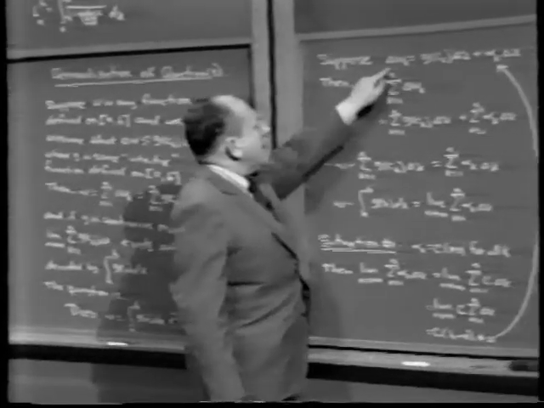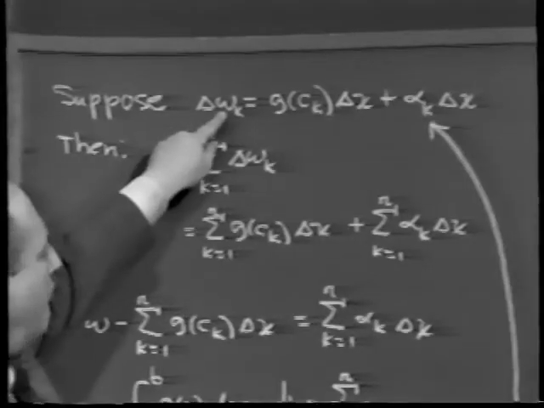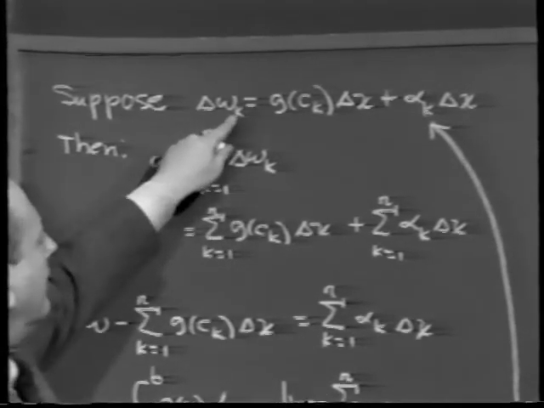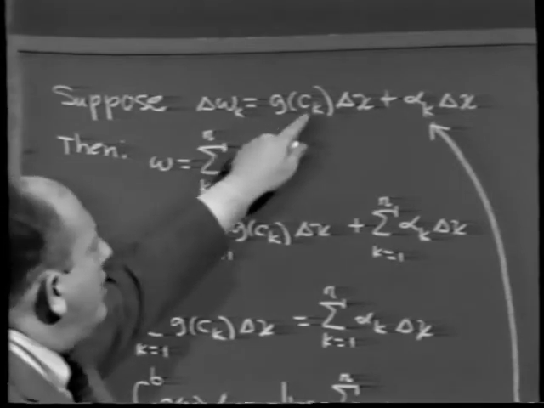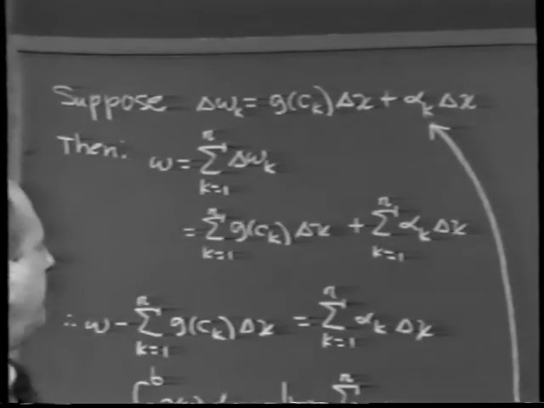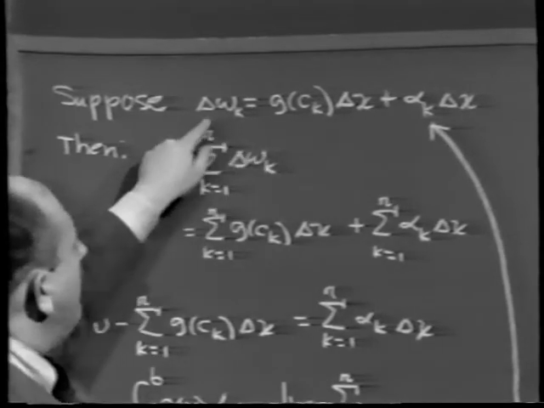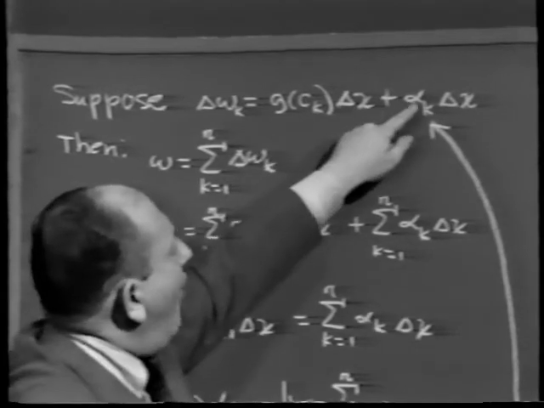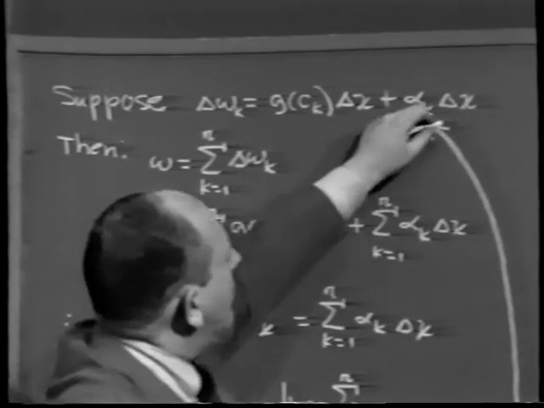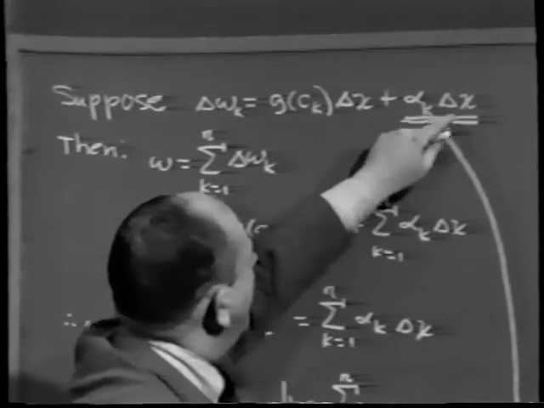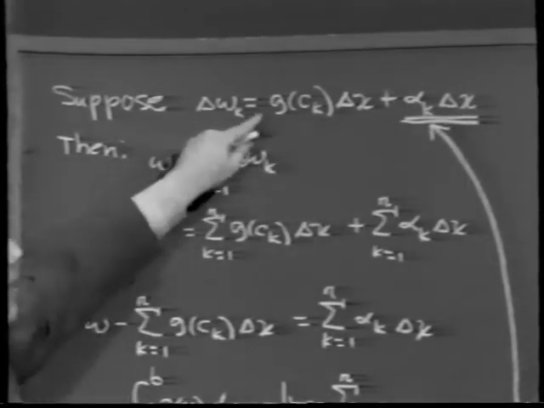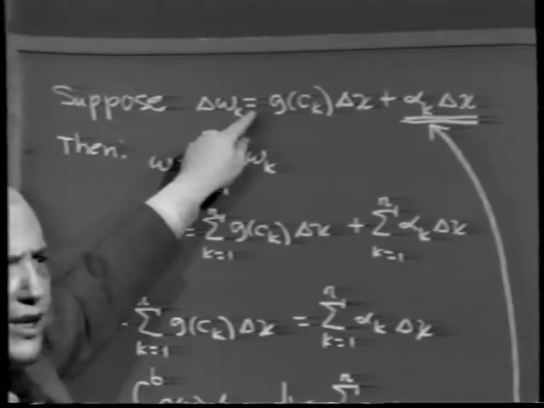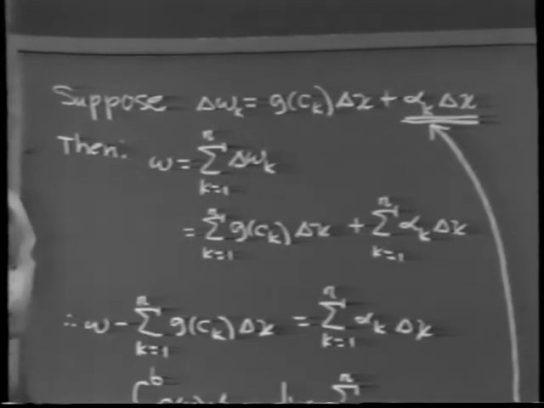You see, the idea is this. Let's suppose that our kth delta w, we've broken up w now into increments. And let's suppose that we're approximating delta w, as we said before, by g of c sub k times delta x. Well, what do we mean by we're approximating this? What we mean is there's some error in here. Let's call the error alpha sub k times delta x. In other words, this is just a correction factor. This is what we have to add on to this to make this equality hold. You see, once I add on the error, I'm no longer working with an inequality, I'm working with an equality.